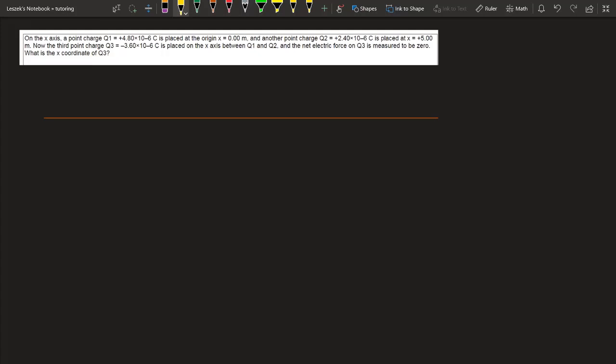So today we'll be figuring out where to place a negative charge between two positive charges so that the net force on the negative charge is 0. We place charge 1 at position 0, and that charge is positive. We place charge 2 at position A, which is 5 meters. This charge is also positive.